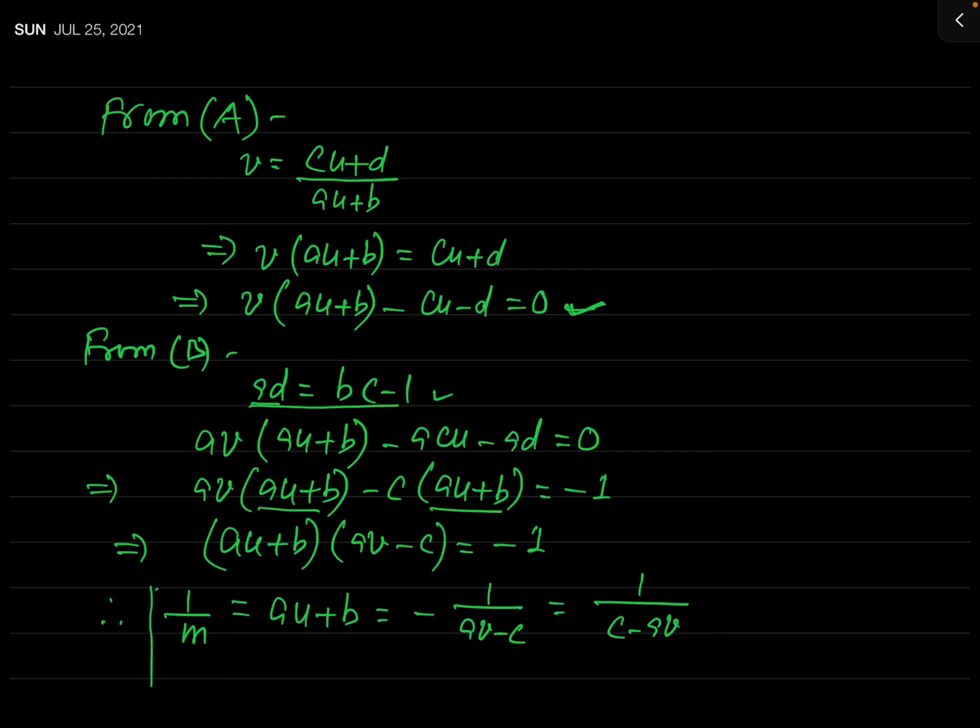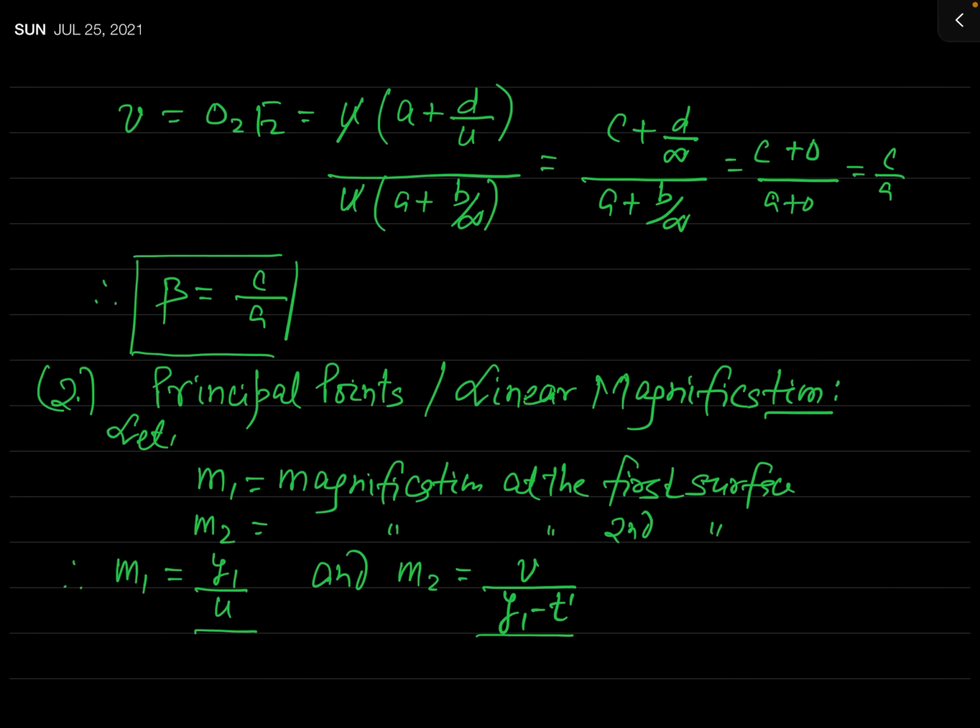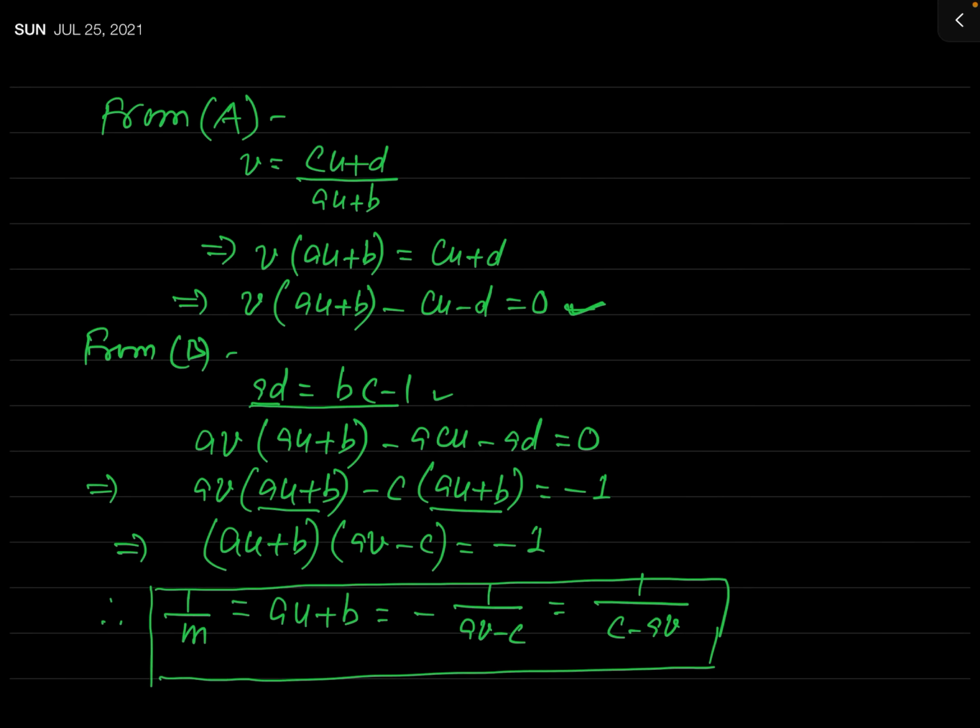Actually, the value of 1 over m is more significant than m, so I am not writing m here. You may simply write m equal to C minus AB, but we will actually need the value of 1 over m for the further calculation. So I have written here only the value of 1 over m. And what will be the equation number? You can see this is just equation number 2. So we have obtained the linear magnification in terms of the constants A and B.